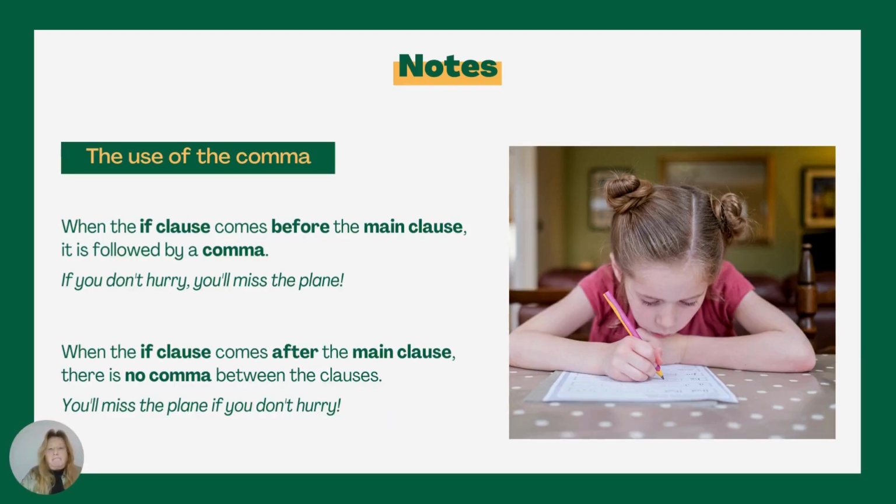I would like to specify the use of the comma. When the if clause comes before the main clause, it's followed by a comma, as you might have noticed. If you don't hurry, comma, you'll miss the plane. So we have the if clause, then a comma, and then the main clause. When the if clause comes after the main clause, there's no need to put a comma between the clauses. You'll miss the plane if you don't hurry.